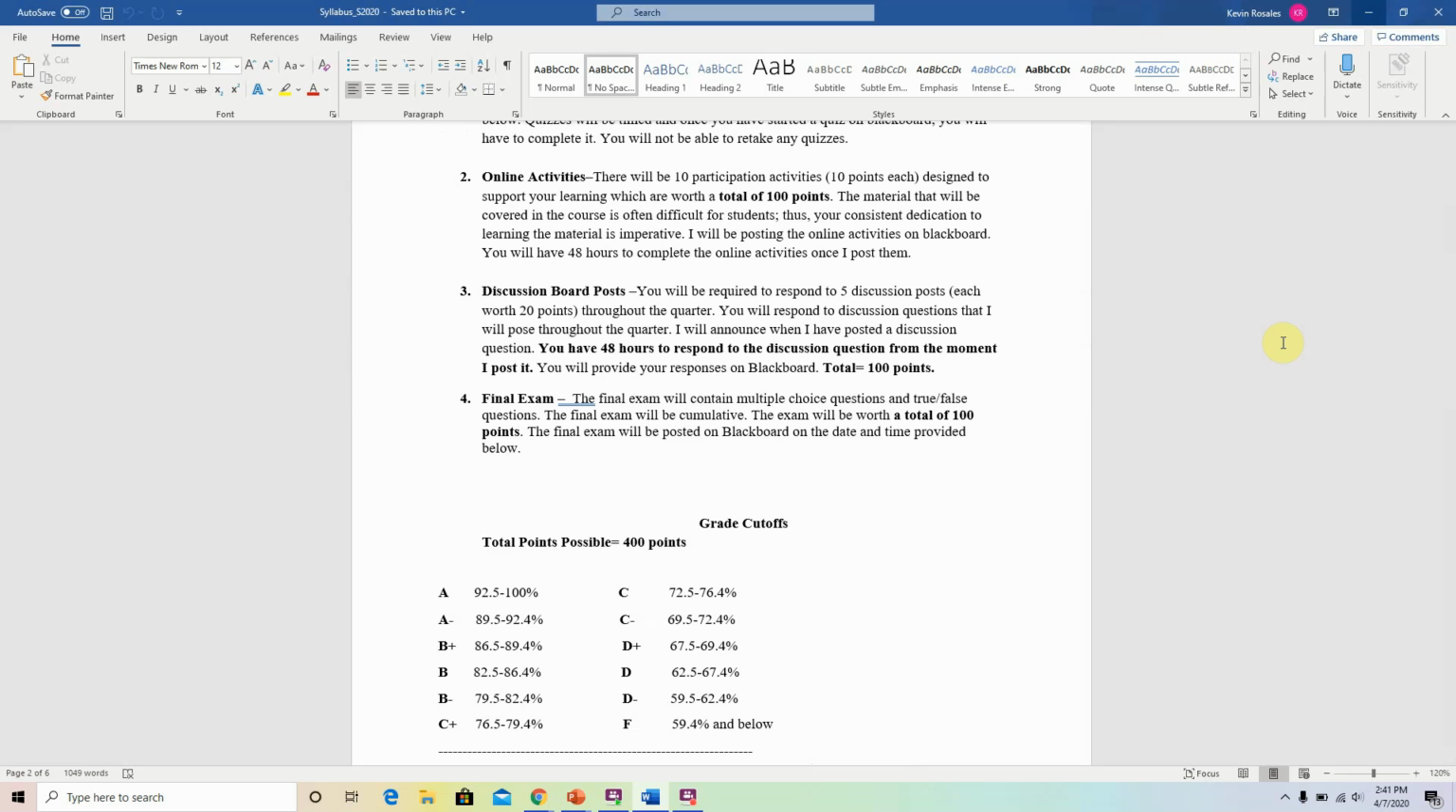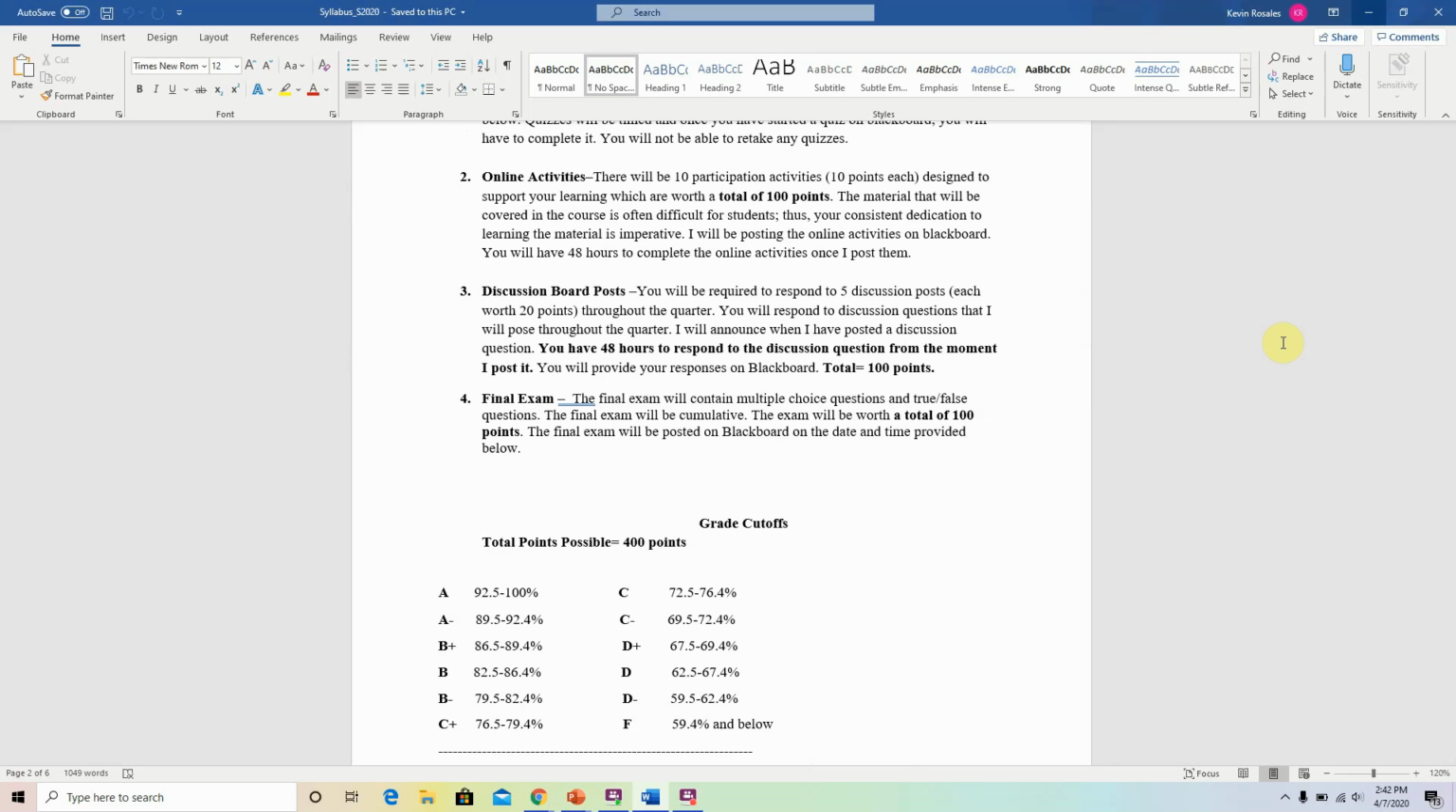So this is the second component to the course. These will also be posted on Blackboard, and from the moment I post them, you will have 48 hours to complete the online activities. So just make sure that you're always on top of what's being posted and what's being required of you to do. The third course requirement is the discussion board posts.